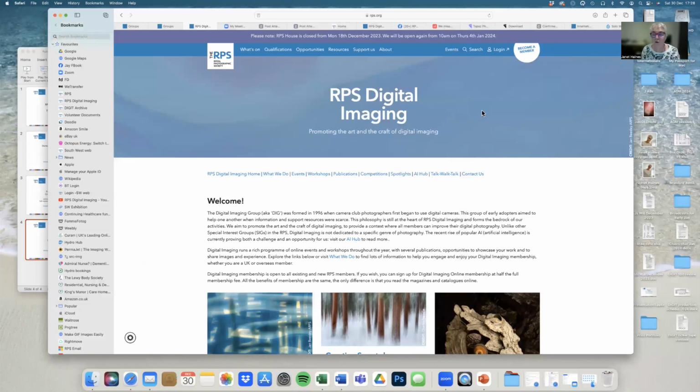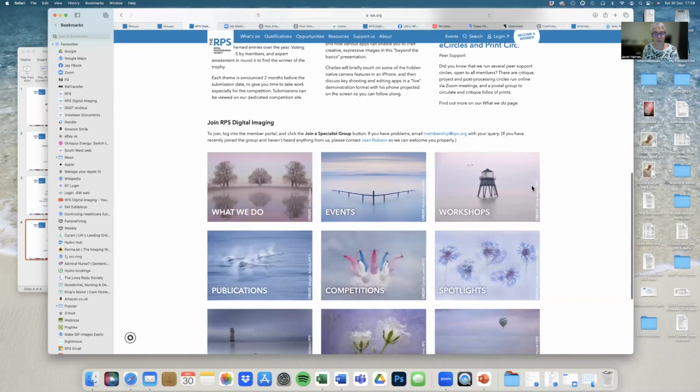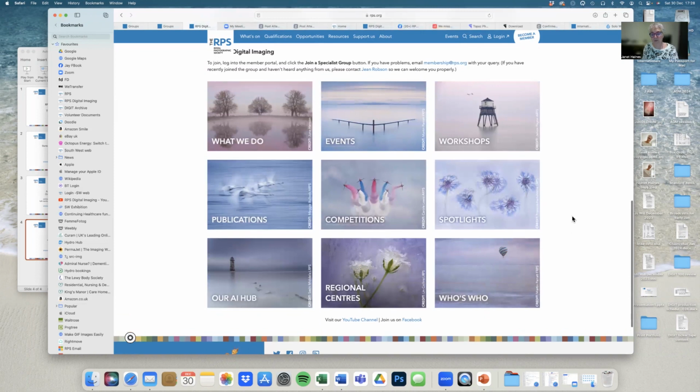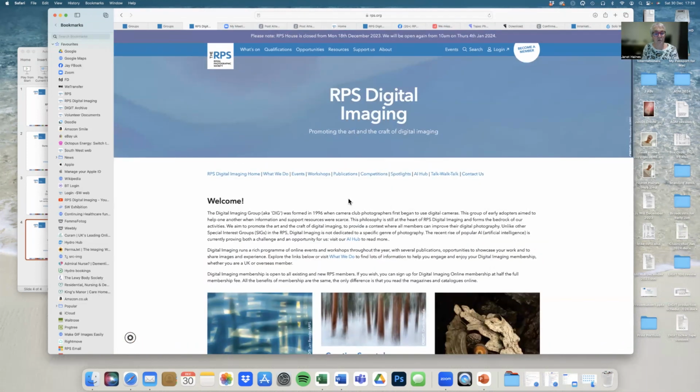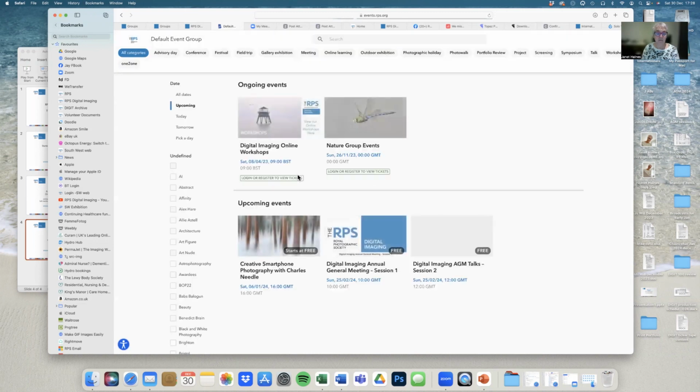So let's have a quick look around the website because that will give us a lot of information about what we do. So here we are on the home page, and as you can see, we've got all these various sections on the website, which we do keep up very actively because we are moving at such a pace all the time.